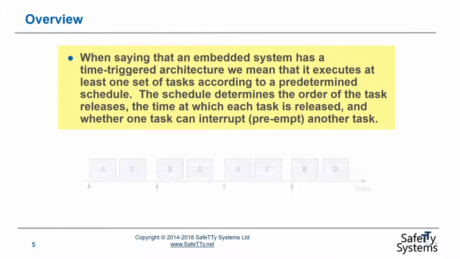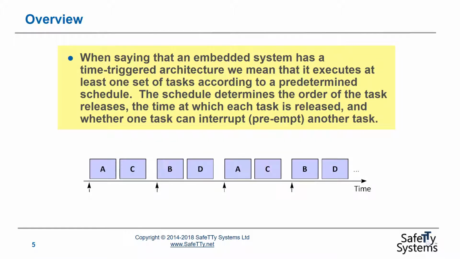So this is what a time-triggered system might look like. We have some tasks being released according to a predetermined schedule here. Task A followed by task C, followed by task B, followed by task D. The task sequence then repeats. So these tasks might be implemented in your program. Each task might be implemented as a C function, and it might be released by a very simple scheduler framework that we'll talk about in a few minutes.